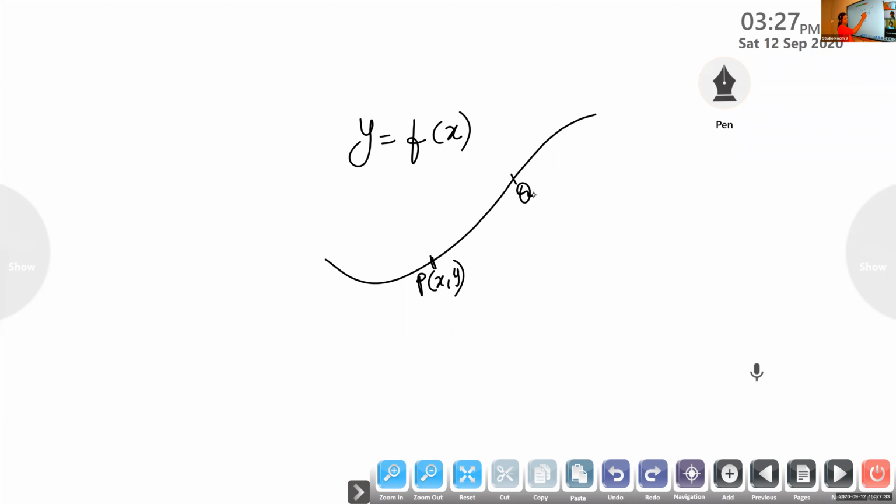To get a neat figure, I am drawing it somewhat far away, but it means we are taking a point in the neighborhood of P. What is in the neighborhood of P? Very close to P. So let Q be a point in the neighborhood of P.